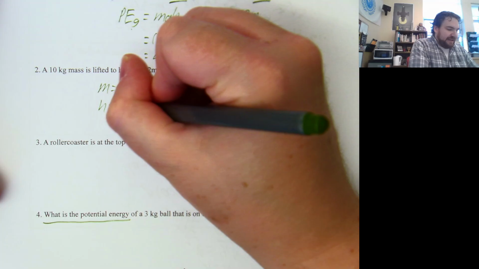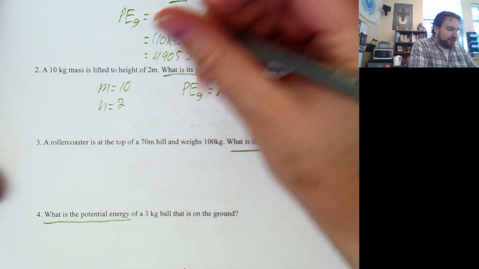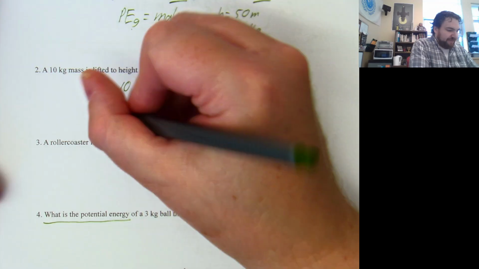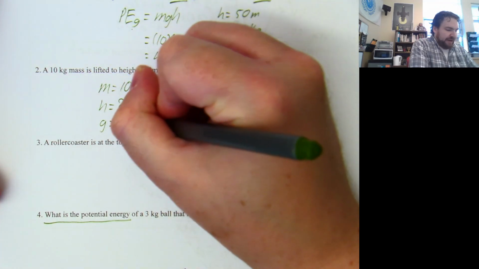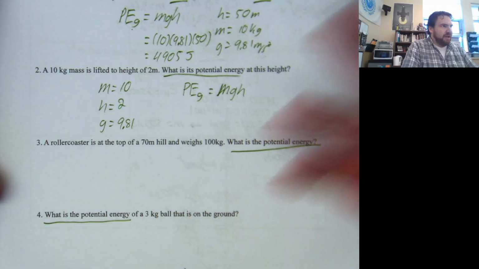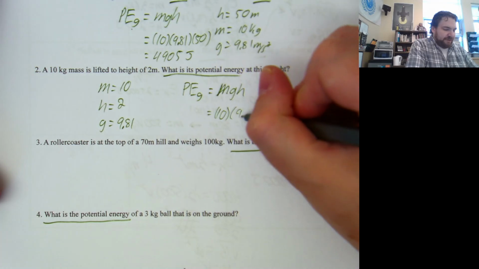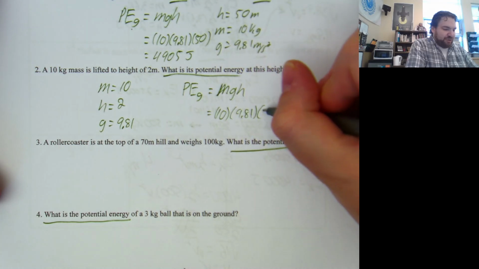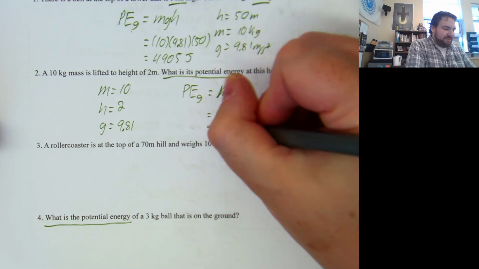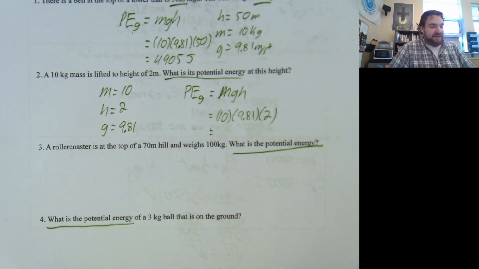Do we know the height? Yeah, we do. It's 2. Do I know the value of gravity? Yeah, 9.81. Take those values, plug them in: 10 times 9.81 times 2. What is the gravitational potential energy of a 10-kilogram mass lifted to a height of 2 meters?